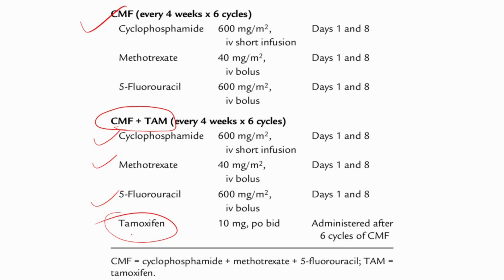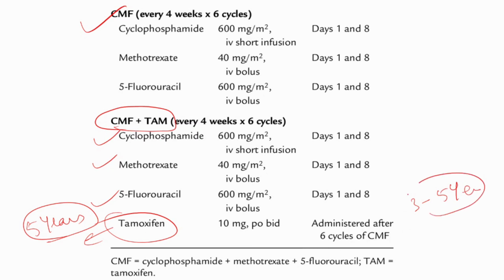Tamoxifen is a very important drug. It should be given after completing 6 cycles. Tamoxifen is given for 5 continuous years, or it can be given after 6 cycles. Here, tamoxifen should be continued for 3 years or 5 years. So I will try to explain tamoxifen here.